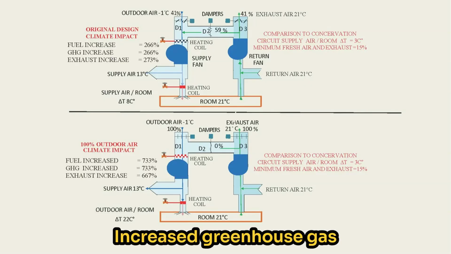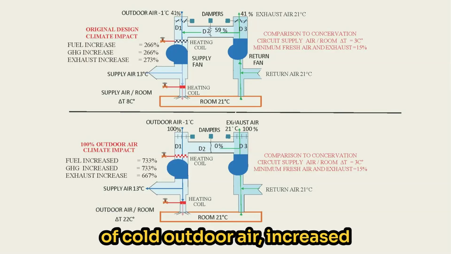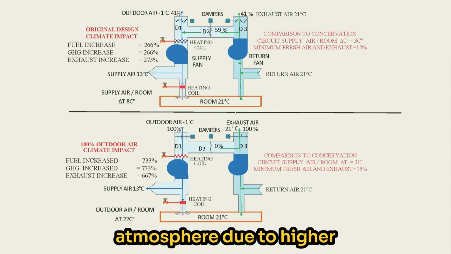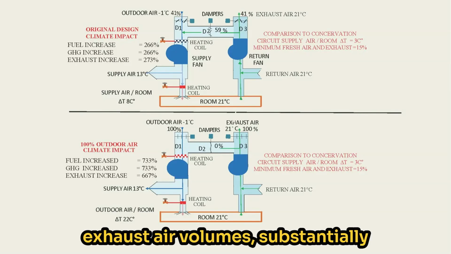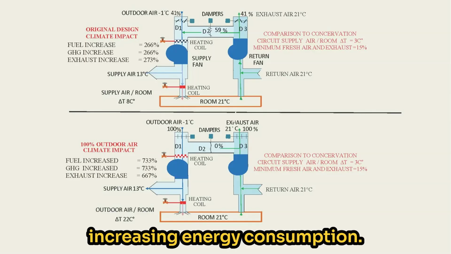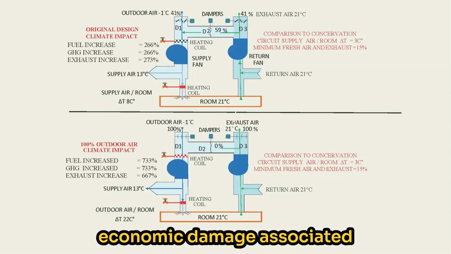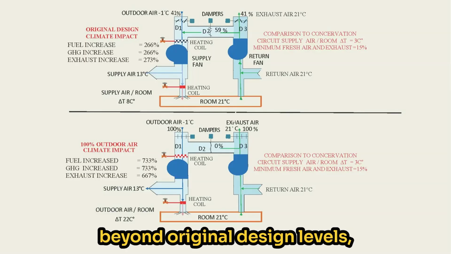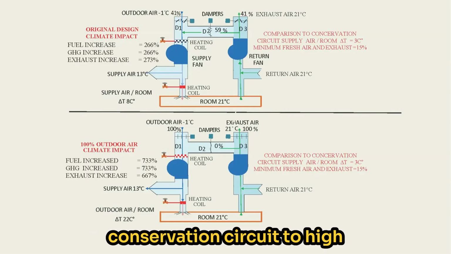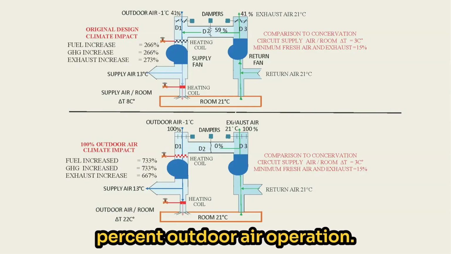Increased greenhouse gas emissions resulted in additional fuel required to heat volumes of cold outdoor air, increased thermal discharge into the atmosphere due to higher exhaust air volumes, and substantially higher operating costs by increasing energy consumption. There's a wide range of potential environmental and economic damage associated with increasing fresh air beyond original design levels, particularly when the systems are modified from an optimized conservation circuit to high percentage or to 100% outdoor air operation.